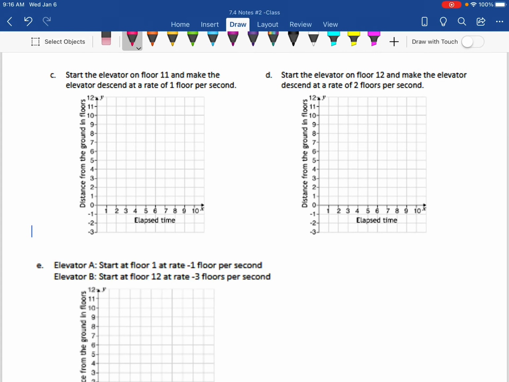All right, number 3, we're getting into some descending elevators now. So we're going to start on floor 11, plot 11 on the y-axis, and we're descending at a rate of 1 floor per second. So descending means negative rate. So we're going to fall 1 and run 1. I'm starting at 11, I'm going to fall 1 and run 1. Connect the dots.